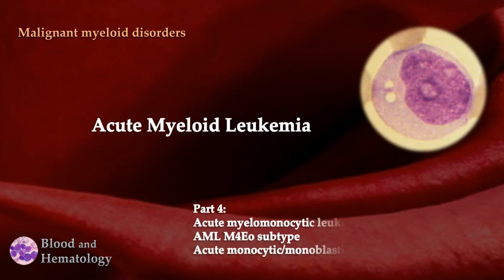This video is about diagnostic criteria and blood and bone marrow morphology of acute myelomonocytic leukemia, AML-M4, and acute monocytic monoblastic leukemia, AML-M5.